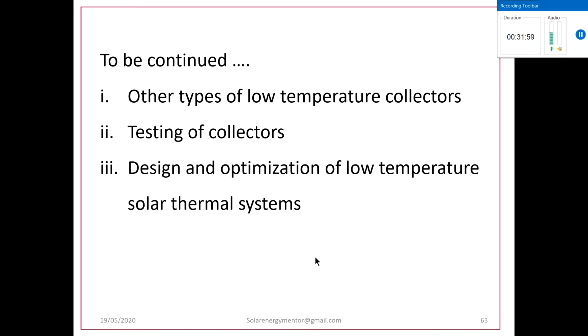So with this, we will continue with other types of low temperature collectors like evacuated tube collectors. Then we will follow testing of collectors as per Indian standard, and then design and optimization of low temperature solar thermal systems. Thank you.